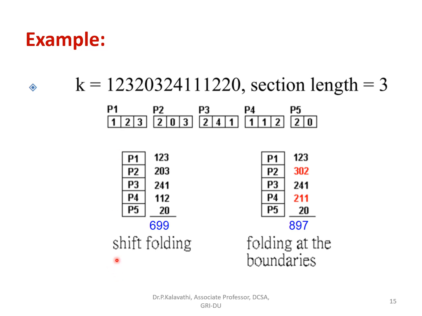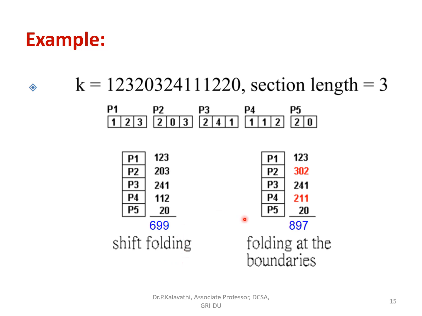So in the first method, shift folding, we have to arrange the parts in order and add the digits. So P1 is 1, 2, 3, then P2, P3, P4 and P5. We have to add the digits. So for example, 3 plus 3 is 6, plus 1 is 7, plus 2 is 9. Similarly, when you add these digits, you will get 9. When you add these digits, you will get 6. So the address for k using the shift folding method is 699.